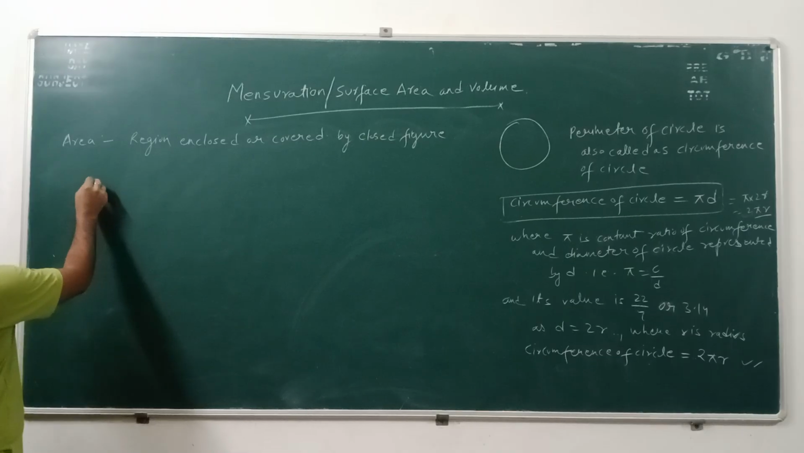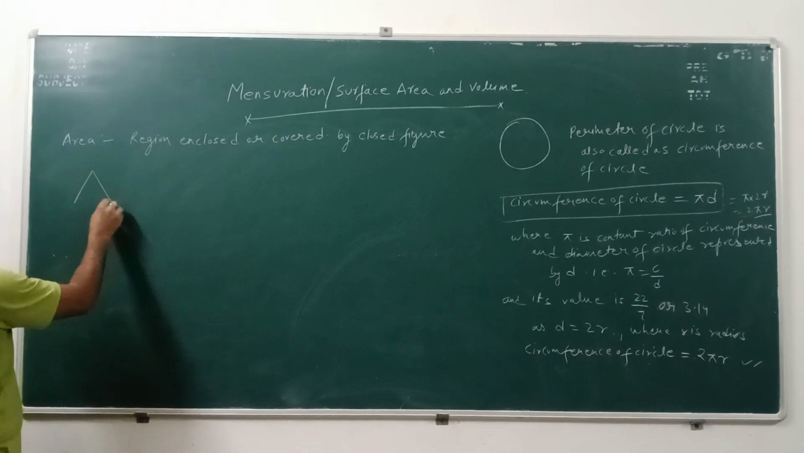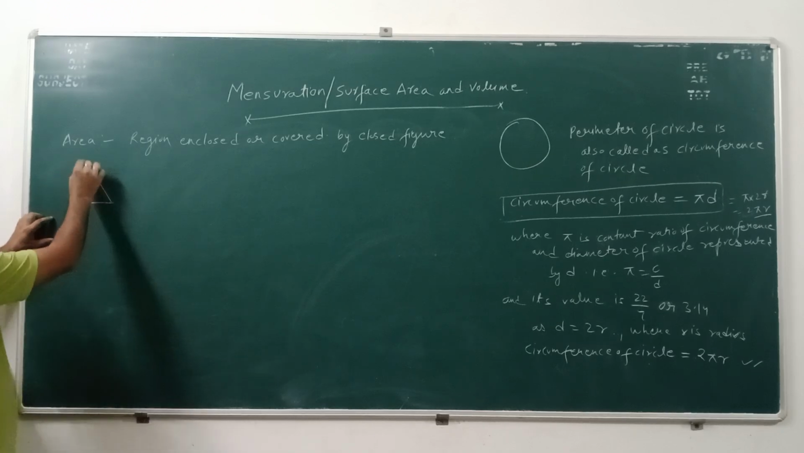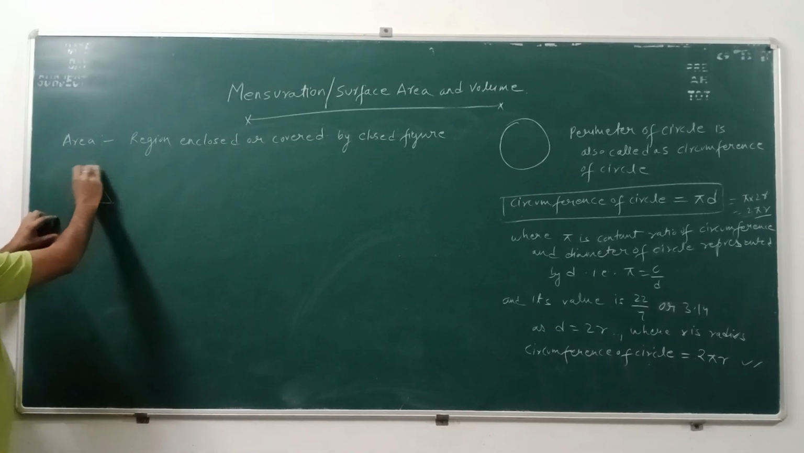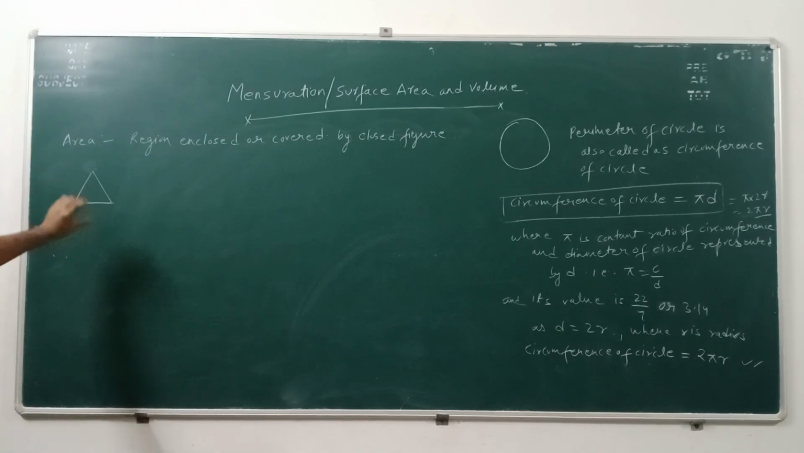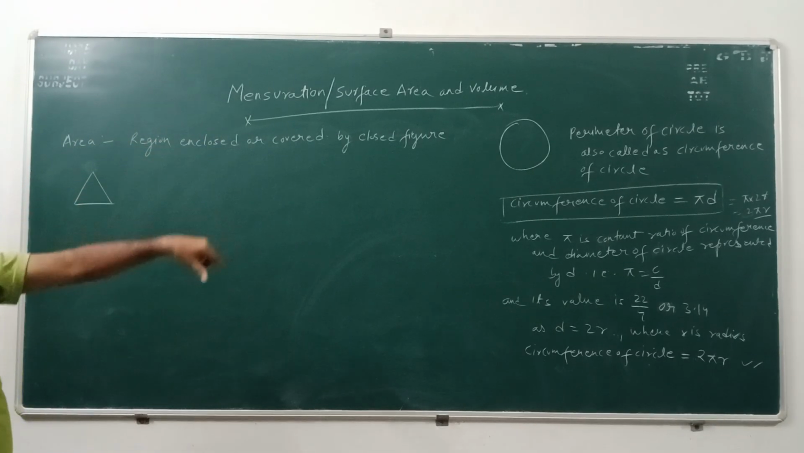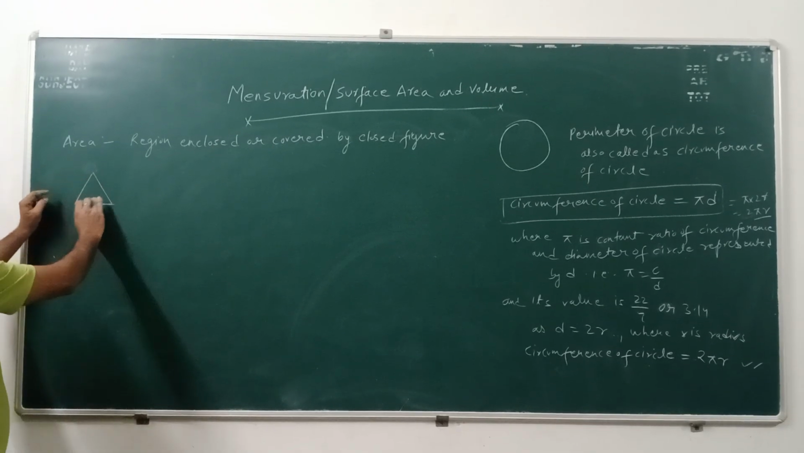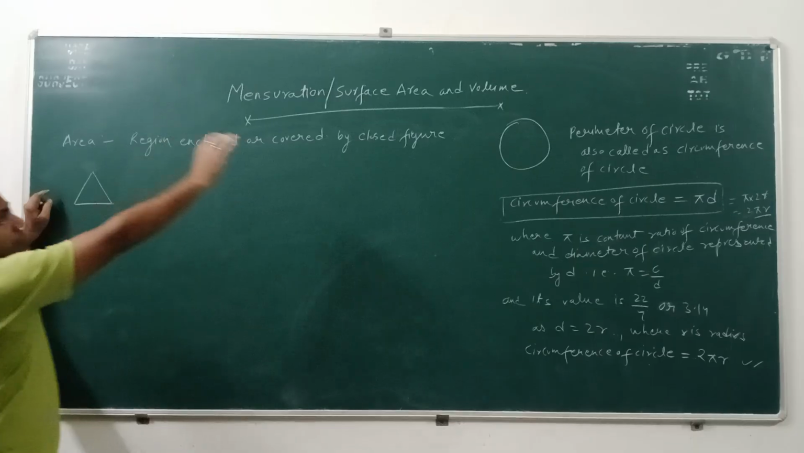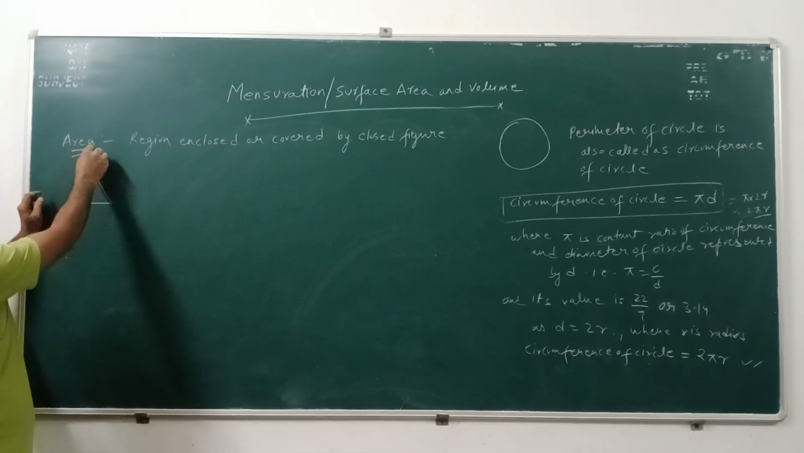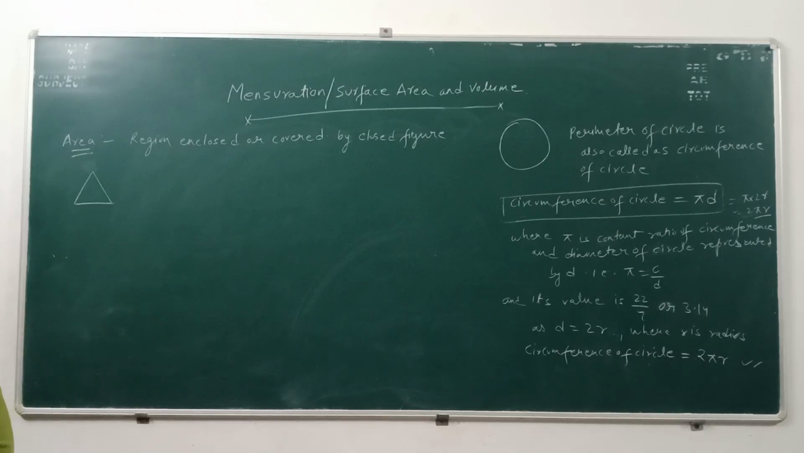Suppose that I have made a triangle here. You can see this triangle has enclosed or covered this much area of this board. Then this region is called area.